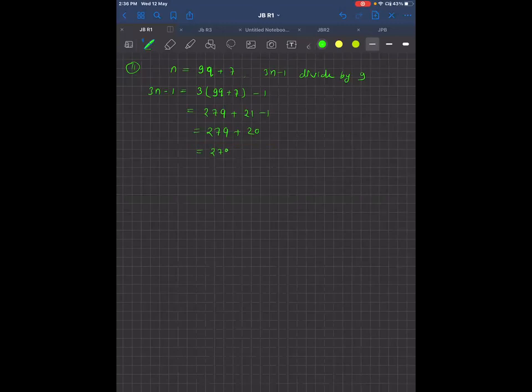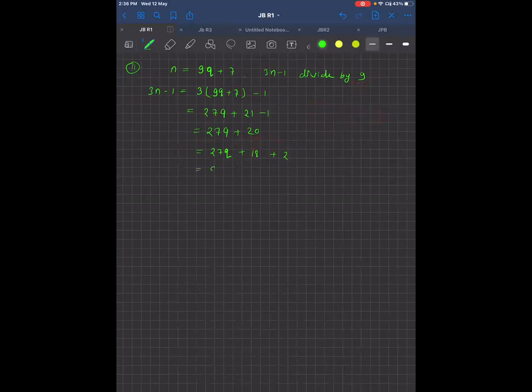In 27q I can take common 9, but in 20 I can't take common 9. So do you know any number less than 20 which is divisible by 9? Yes, 18. So 18 plus 2. Why? Because we are dividing by 9, so I need to write it as 9 into something plus r. So I separate the multiple of 9 and the remaining.